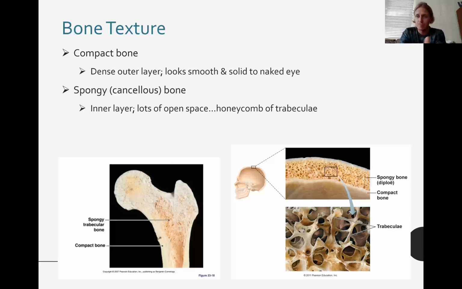There's two major textures to bone. There's compact bone. That's the bone that we looked at in lab already, if we've had lab. If not, it's the one that you see in the video when I talk about bone. And there's spongy bone. Both are made up of the same material, but their texture is a little different.